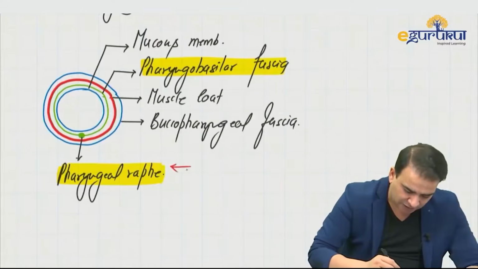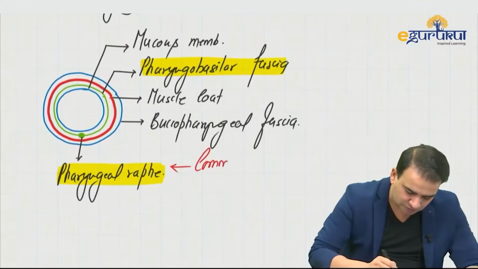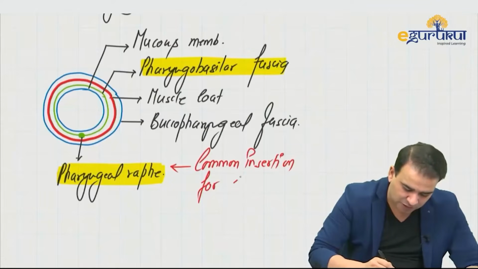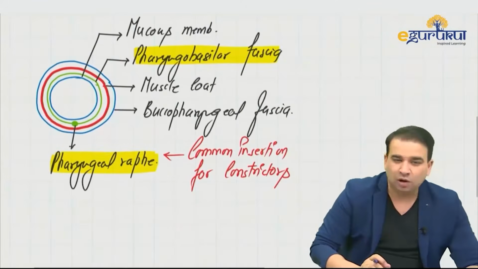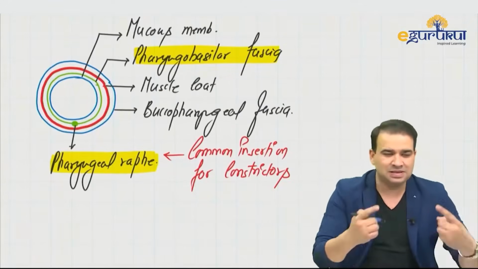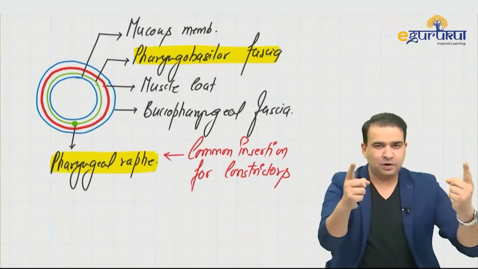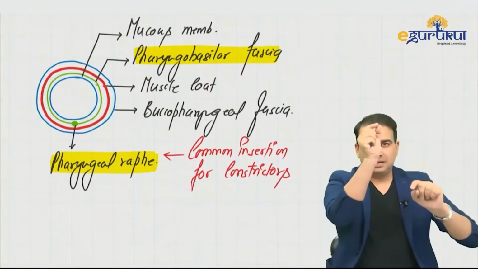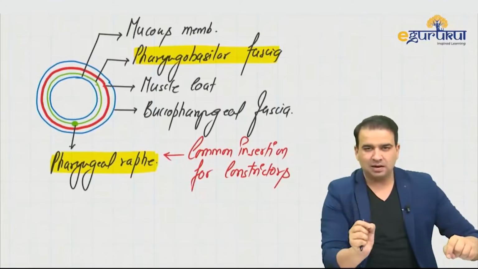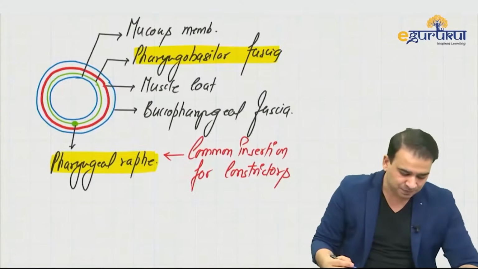This pharyngeal raphe is actually the common insertion for the constrictor muscles. It is a common insertion for all the superior, middle, and inferior constrictor muscles. They have a different origin, I'll talk about those origins also. They will have different origins, but when they come posteriorly, they attach to this one line that is called the pharyngeal raphe.